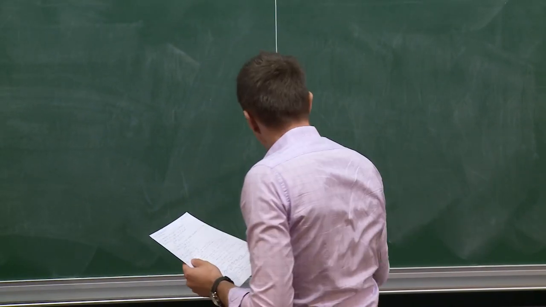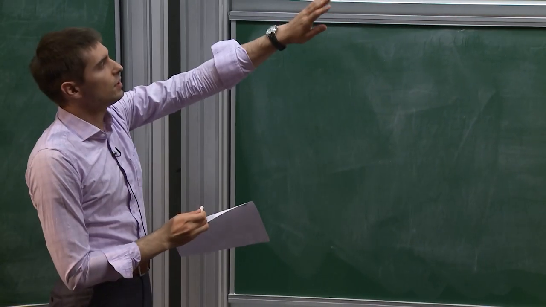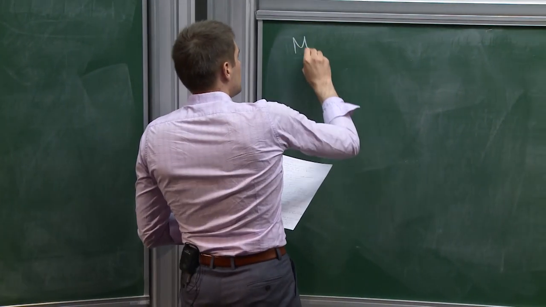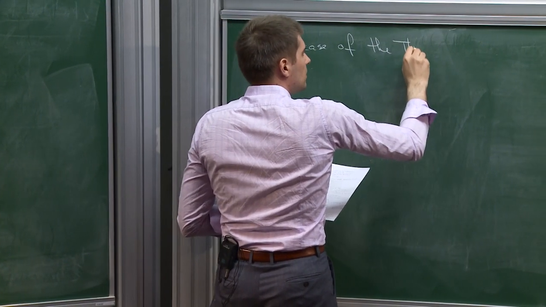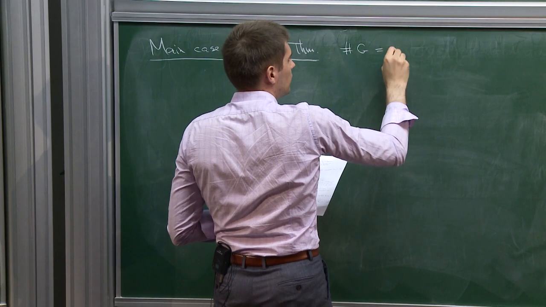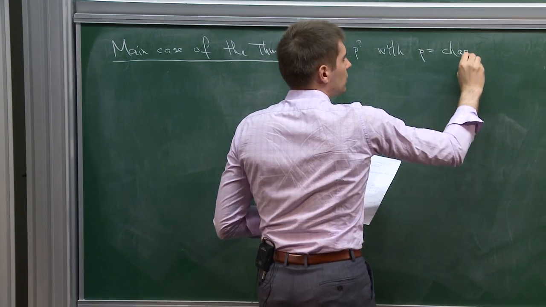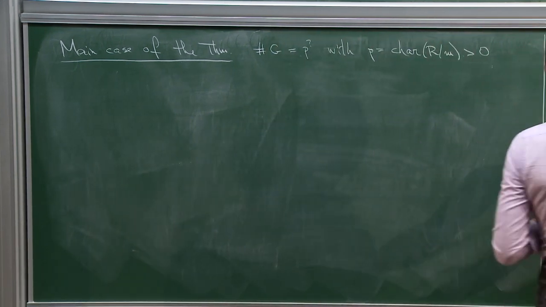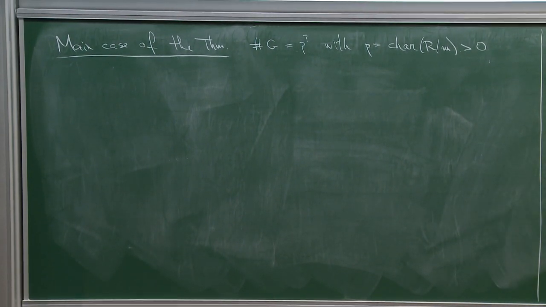Okay, and so because the case when the cardinality of G is a unit in R is already known, is settled, the main case of the theorem is when the cardinality of G is a power of p, with p being equal to the residue characteristic, the characteristic of the residue field of this local complete intersection ring R, and this residue characteristic is positive. It's this main case that we'll discuss in the rest.